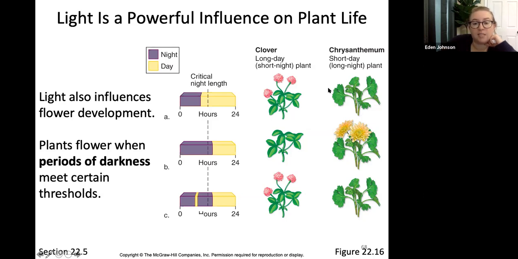Now, if we reverse this and we say, okay, well, how about 8 hours-ish of light and the rest darkness instead? So we have flipped the amount of day and night. Now, because of this long stretch of nighttime, the clover does not flower and the chrysanthemum does flower. So supporting the evidence that the chrysanthemum likes long stretches of night, clover likes short stretches of night.